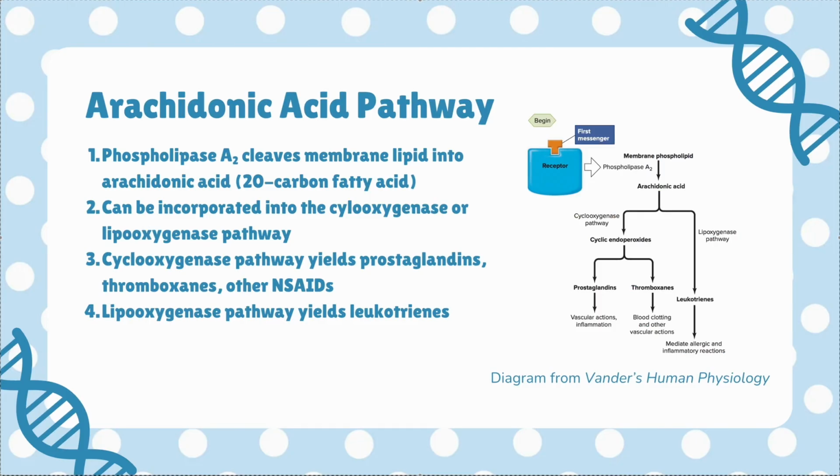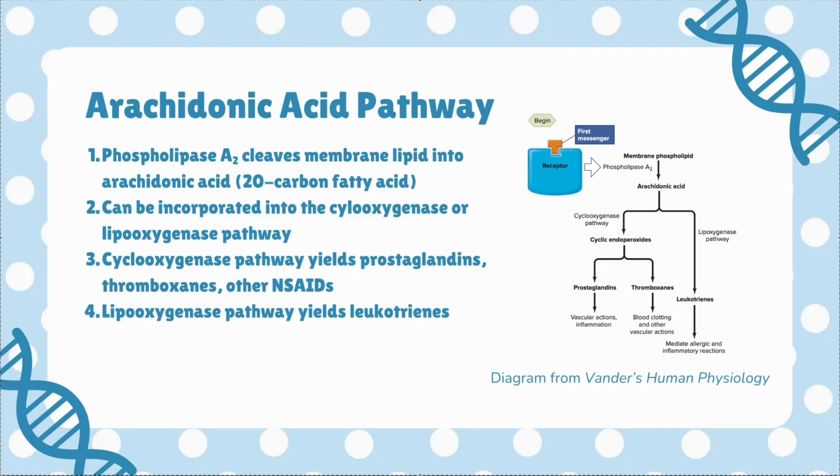You do not need to know this for AP Bio, but just for you curious minds out there. So this is the arachidonic acid pathway. Similar to the IP3 pathway, another phospholipase known as phospholipase A2 cleaves a membrane lipid into arachidonic acid. Now this is a fatty acid with a 20-carbon backbone. And when arachidonic acid is cleaved, it can be incorporated into the cyclooxygenase or lipoxygenase pathway.